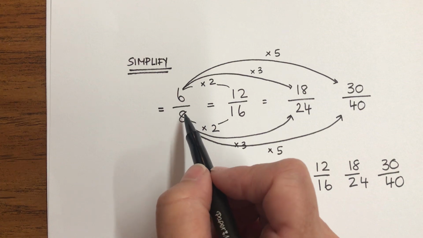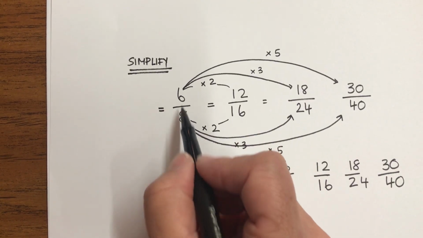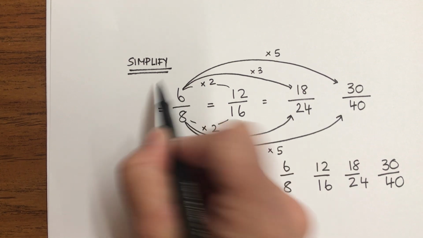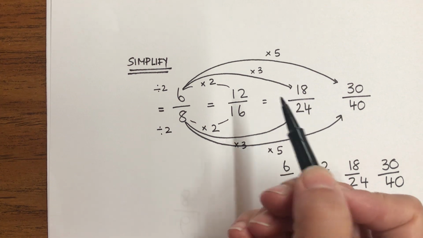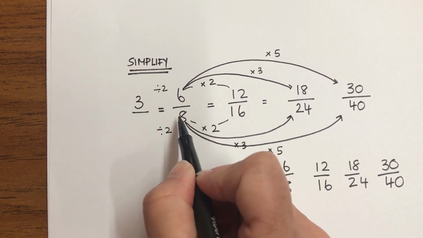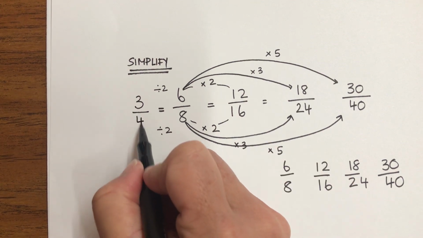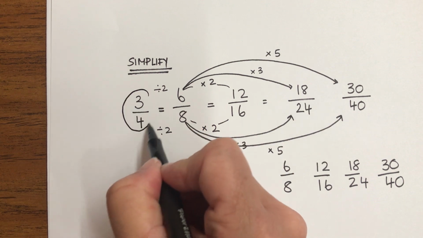And then you're going to ask yourself, what's the biggest number that goes into both? And in this case, the biggest number that goes into both is 2. So I'm going to divide them both by 2. 6 divided by 2 is 3. 8 divided by 2 is 4. So 6/8 simplified is 3/4.